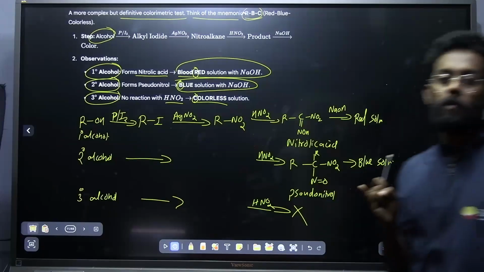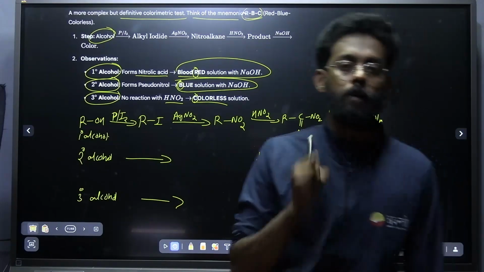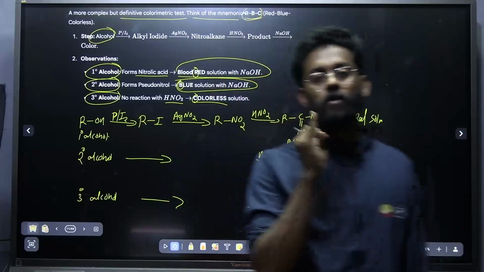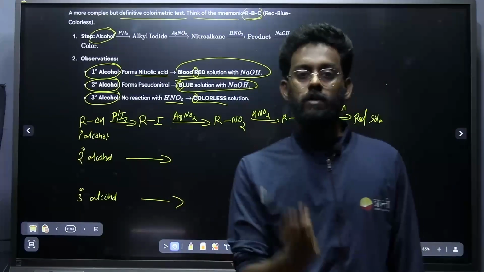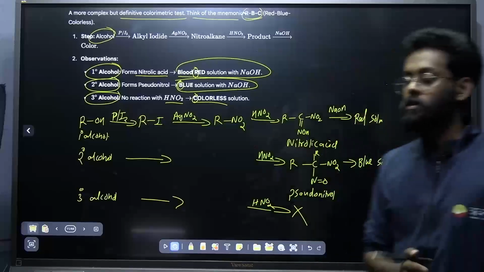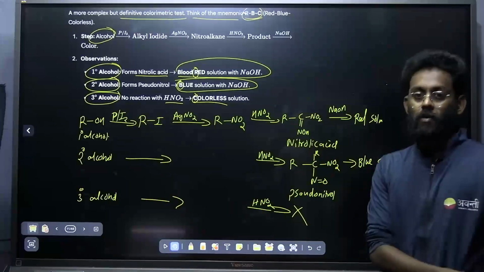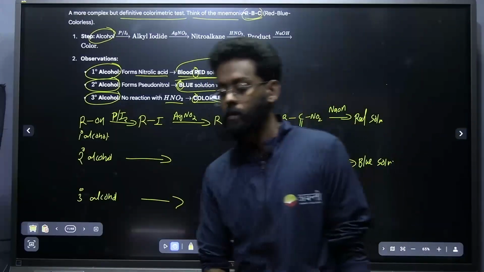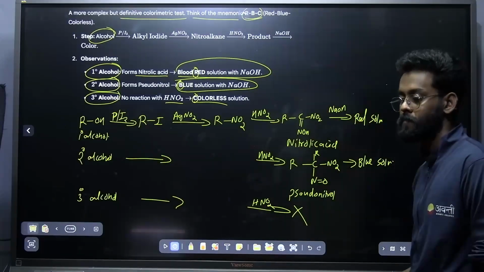So two important methods of distinguishing primary, secondary and tertiary alcohol, the first one is Lucas test, the second one is Victor-Mayer test. Just keep these two tests in your mind. So this is a complete idea about alcohol. Now we can move into phenols. Shall we move to the phenol, students?